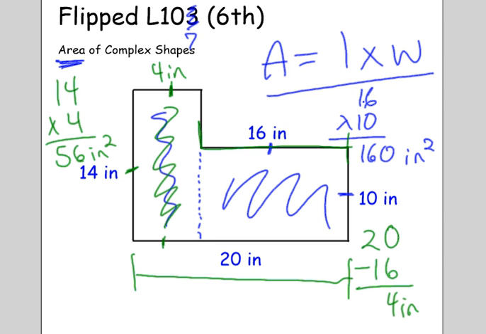Now that I've found both areas of the simple shapes, now I can add them together and get the total area of my complex shape. And so in the end, I'm going to end by adding my 160 plus my 56, and get a total of 216 inches squared, or square inches. So we have our first example.